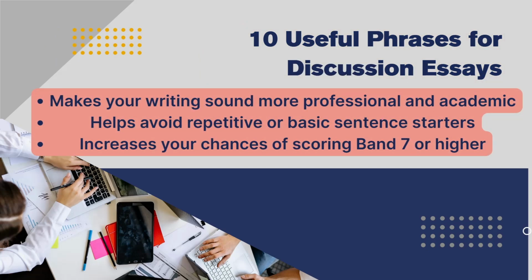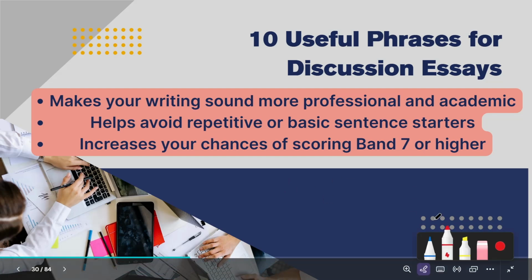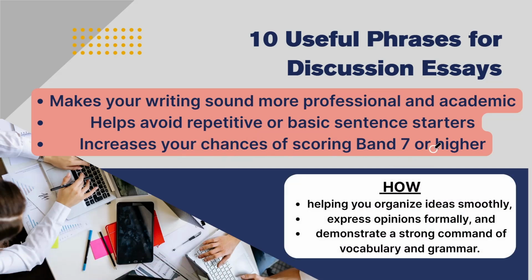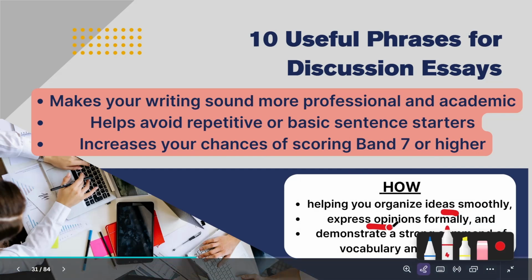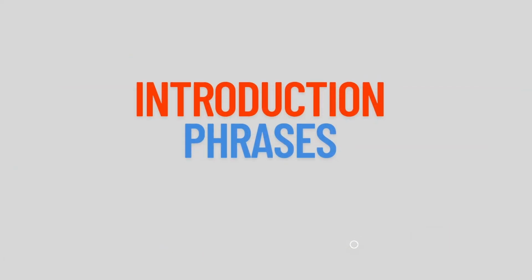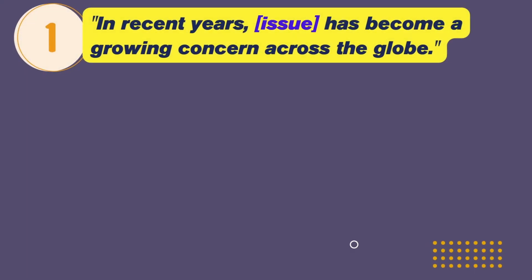These are going to make your writing sound more professional and academic and help you avoid repetitive and basic sentence starters. Also, they increase your chance of scoring a band 7 or higher. How? By organizing your ideas smoothly, helping you express your opinions formally, and demonstrating a strong command of vocabulary and grammar. So a few phrases that you can use in the introduction are, let's start with number 1.